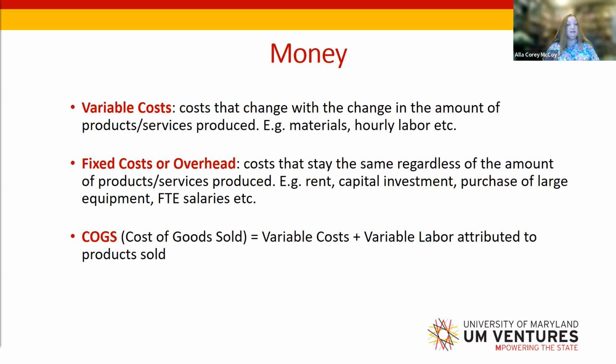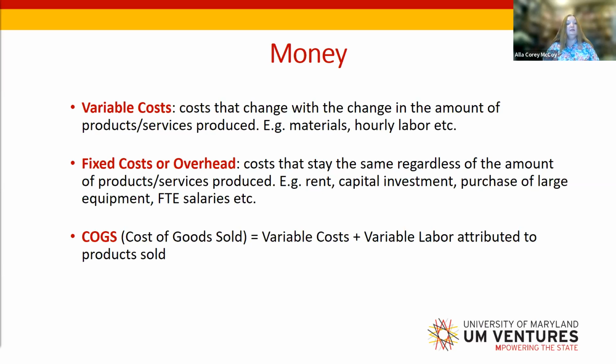Fixed or overhead costs stay the same regardless of the amount of products or services produced. For example, rent. You still have to pay rent on your office or your store, your warehouse, regardless of the amount of products that you actually have there or produce there. Capital investment, purchase of large equipment, full-time employee salaries and such, those are fixed. And there are various accounting philosophies on how to attribute those to products. We're not going to go into that in this presentation.